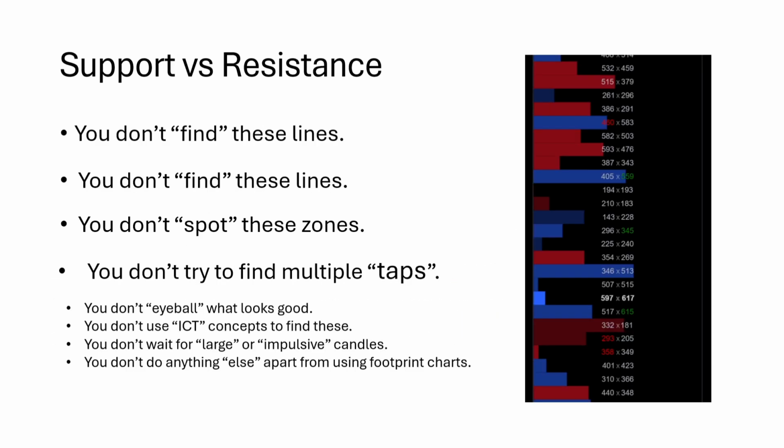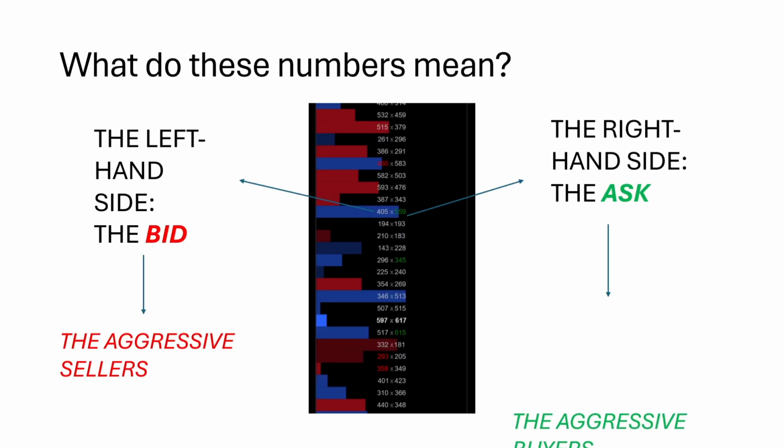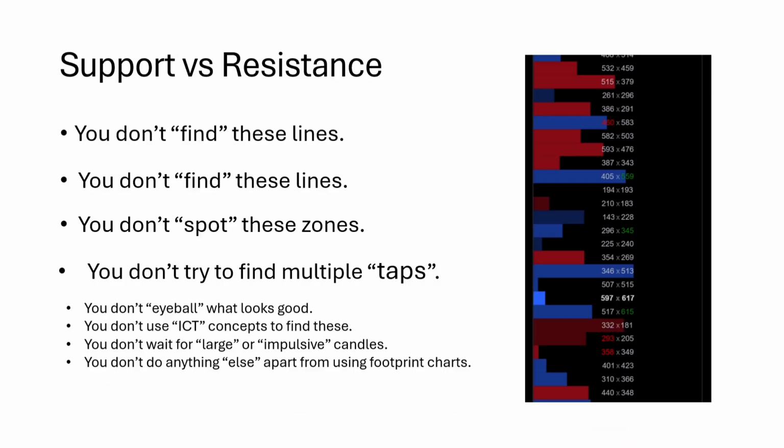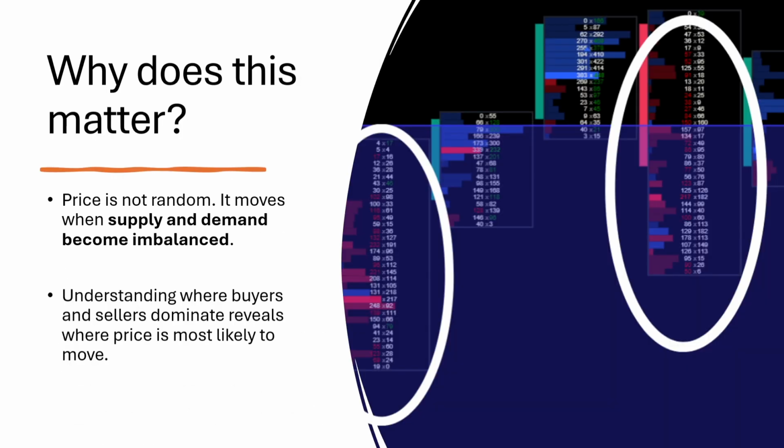So once again, support and resistance, you don't find the zones, you don't wait for multiple taps, you don't look for multiple zones that have been respected, you don't eyeball the zones, you don't use ICT concepts, you don't use large looking candles or impulsive candles, you don't use any words or terminologies outside of basic supply and demand, right? So where are the aggressive buyers, where are the aggressive sellers, right? So why does supply and demand actually matter?